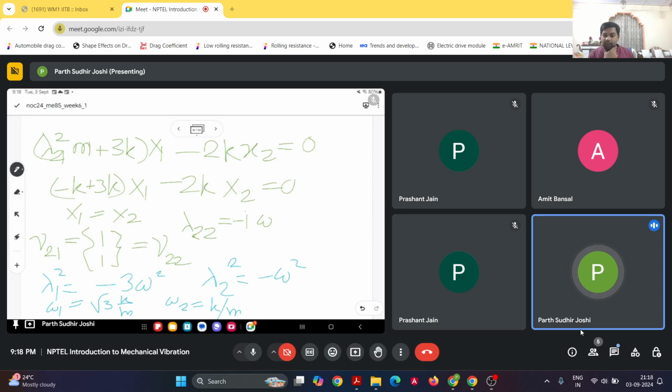Because it's a 2 degree of freedom system, lambda square is the actual eigenvalue. So lambda 1 square is minus 3 omega square. So root of lambda 1 square is root 3 I omega, and for lambda 2 square, the root is I omega, right? So plus or minus I omega, or plus or minus root 3 I omega.